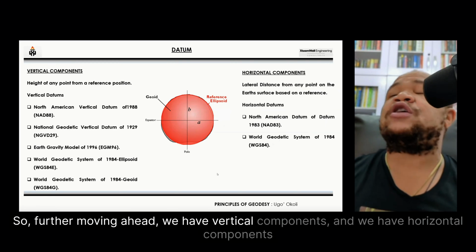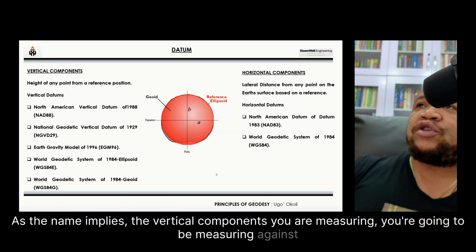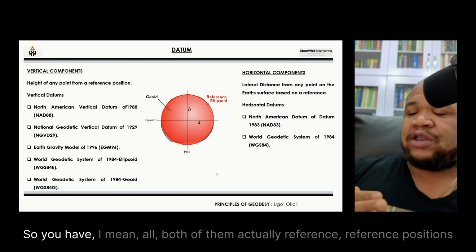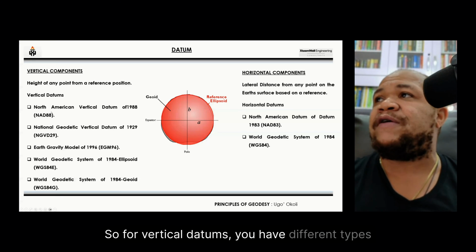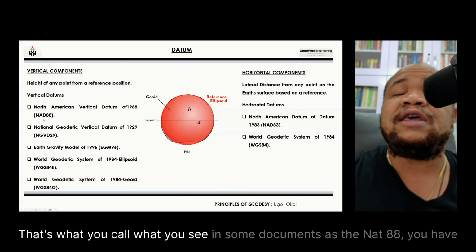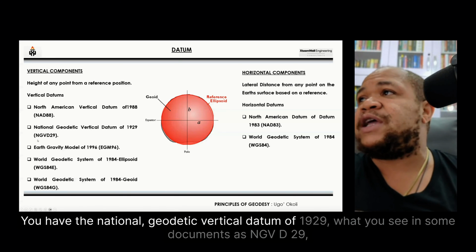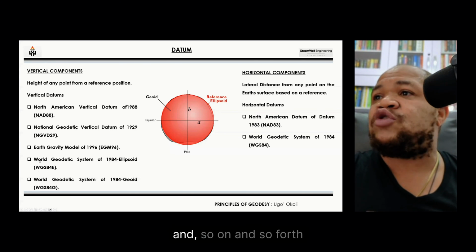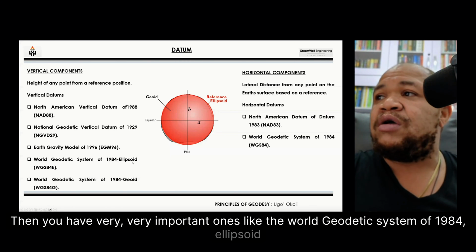Further moving ahead, we have vertical components and horizontal components. As the name implies, for the vertical component you're going to be measuring against the vertical, and for the horizontal components, you'll be measuring against the horizontal. Both of them are reference positions. For vertical datums, you have different types. You have the North American Vertical Datum created in 1988, what you see in some documents as NAVD 88. You have the National Geodetic Vertical Datum of 1929, what you see in some documents as NGVD 29, and so on and so forth. Then you have very important ones like the World Geodetic System of 1984, ellipsoid.